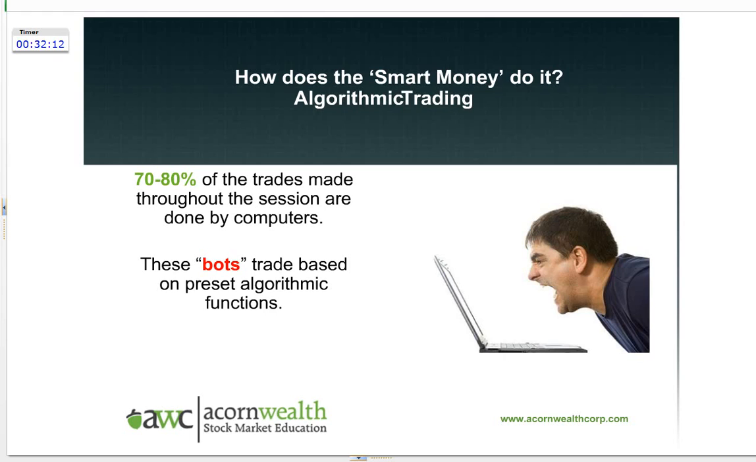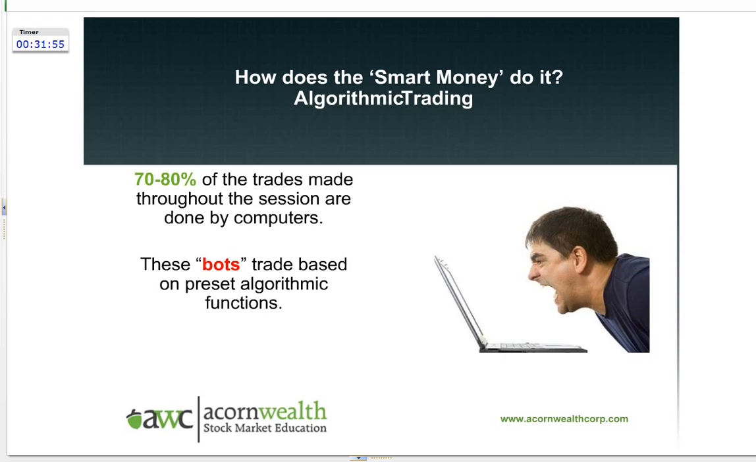And this is what the smart money does. It's kind of like, I wish I had a slide for this, a tiny mouse with the shadow of an elephant. That's kind of what it's all about. It's death by 1,000 cuts.